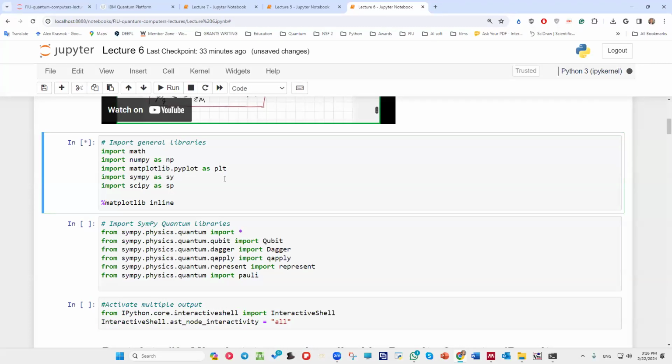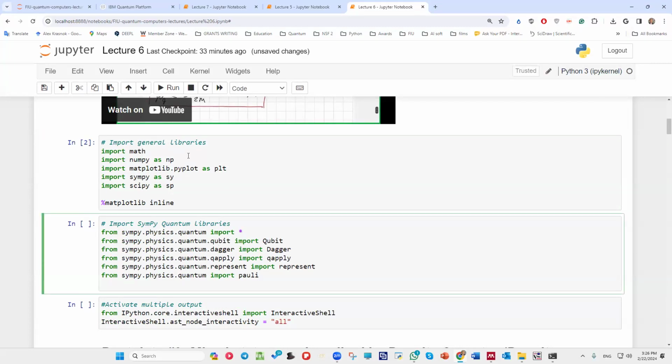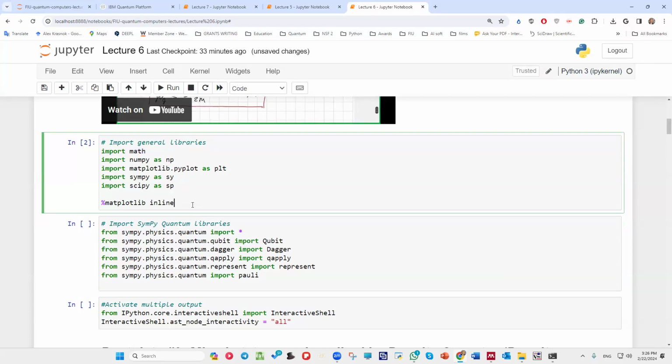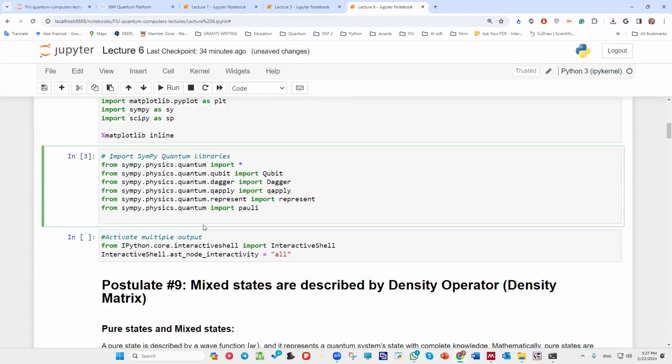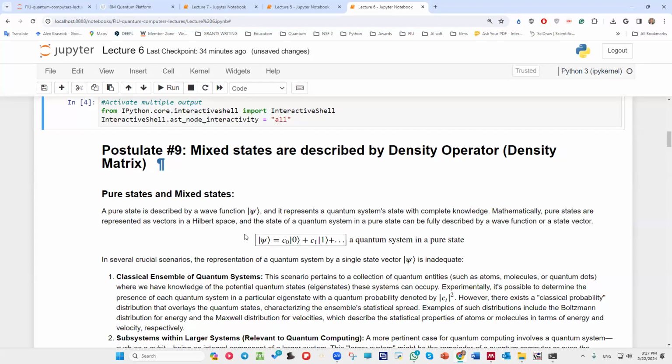All right, so as usual, we import some of these important general libraries first. I'm not sure I'm going to use them much today, I mean, in this lecture number 6. I will use more of these simple quantum libraries we discussed last week, so I import them too. And as usual, activate multiple outputs in my Jupyter Notebook project.